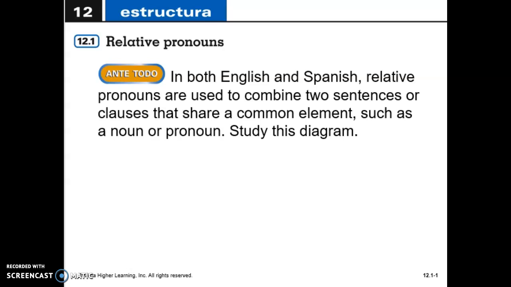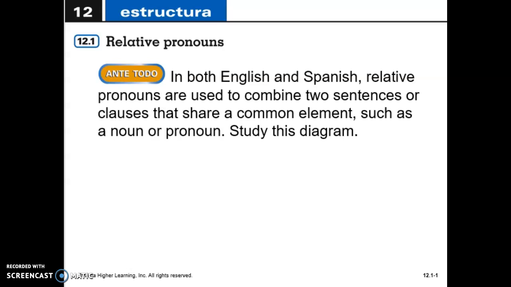In this lesson we are going to talk about relative pronouns, which we use both in English and in Spanish. Despite the fact that we have several pronouns, we are going to focus on a few of those that I'm going to specify in the next slides. Now, relative pronouns are used to combine two sentences or two clauses in a statement that share a common element. And don't worry about it so far. I'm going to explain everything in this explanation.